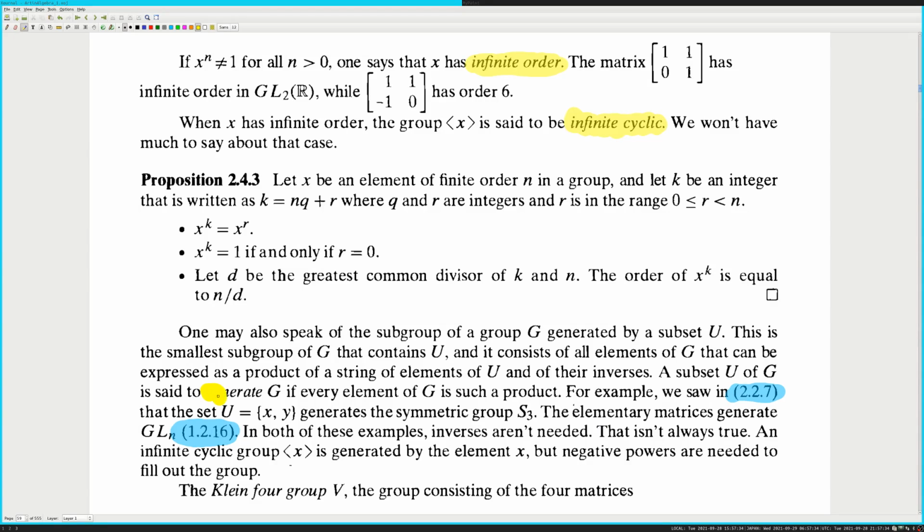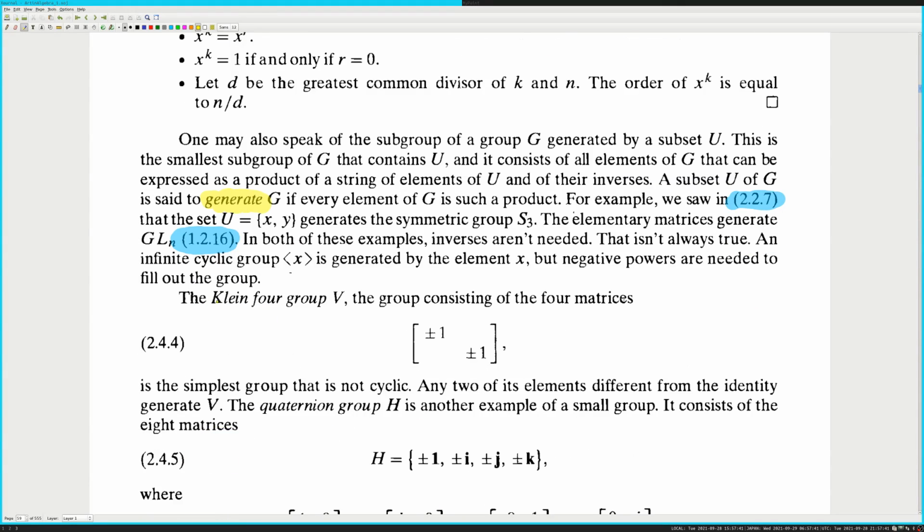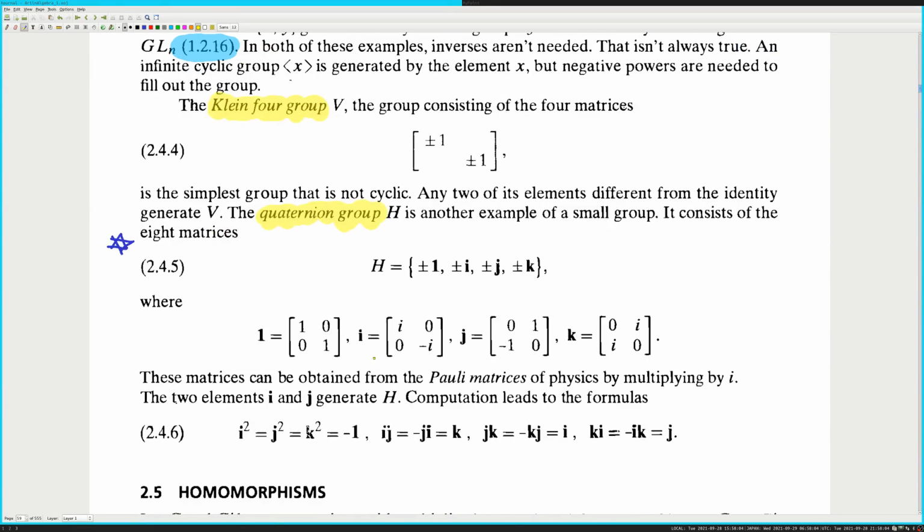To generate the Klein-Viertelgruppe. I'm sure I butchered that pronunciation. Quaternions. Yeah, these are important. I'm going to put a star next to this because this group is really important. Star for important. These are from the Pauli matrices.